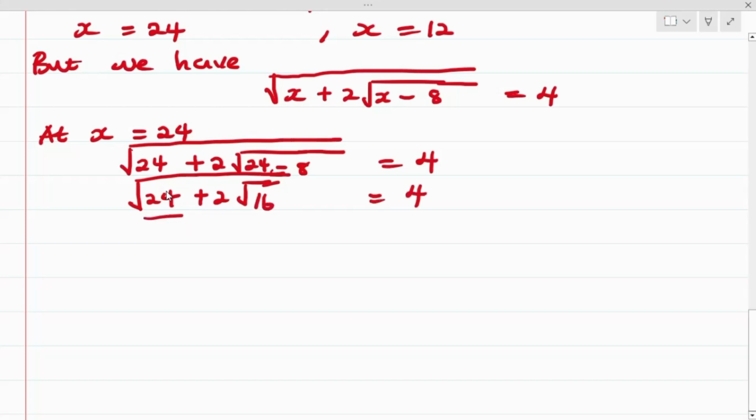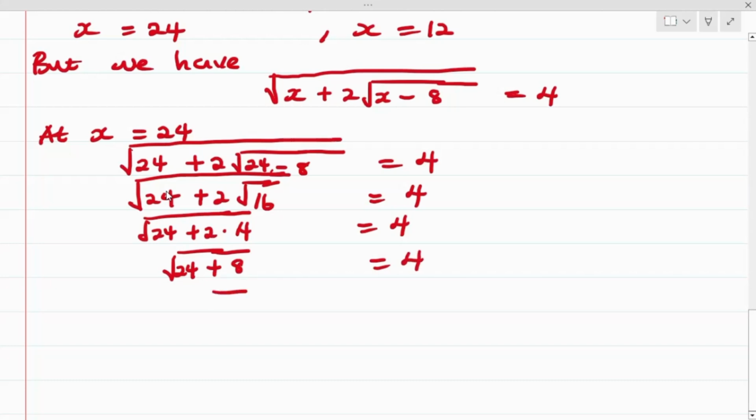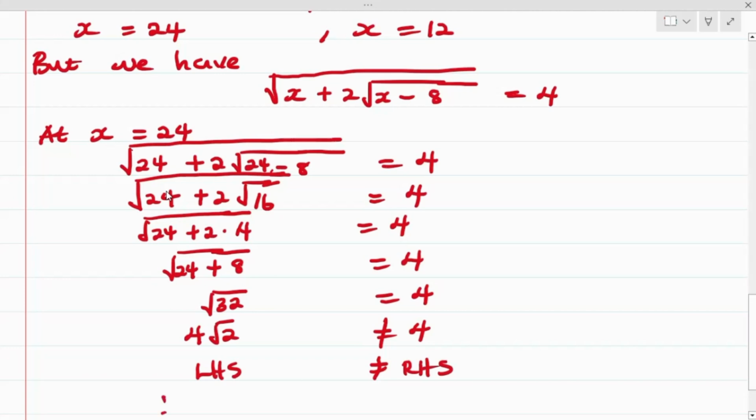So we have √24 + 2 × √16, and √16 is 4, so √24 + 2 × 4 = 4. 2 × 4 is 8, so √24 + 8 = 4. Then √32 = 4√2, which is not equal to 4. So the left hand side is not equal to the right hand side. Therefore x = 24 is invalid.